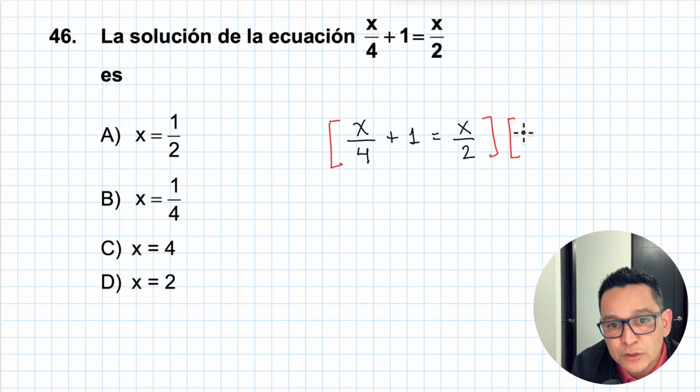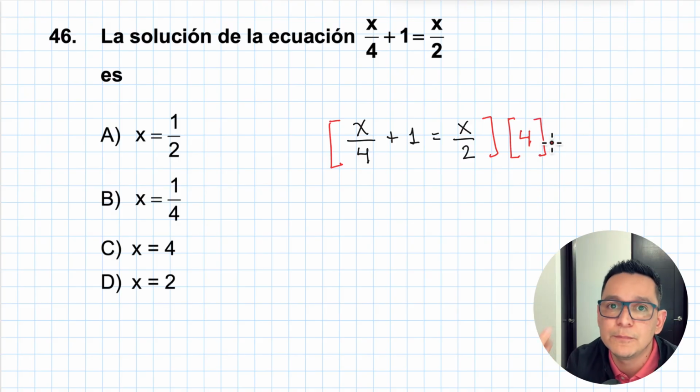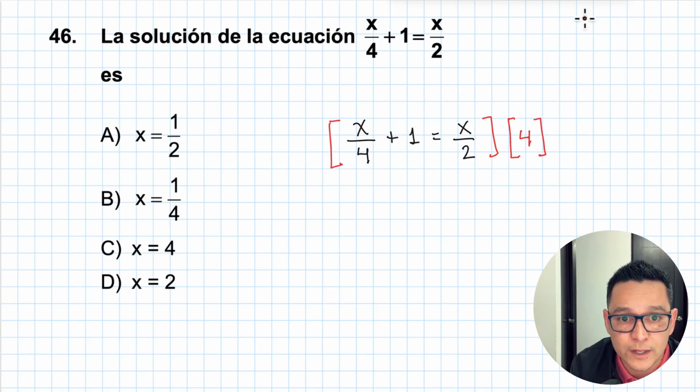So I'm going to multiply both sides of the equation by that least common multiple. Again, in this case, it's 4.